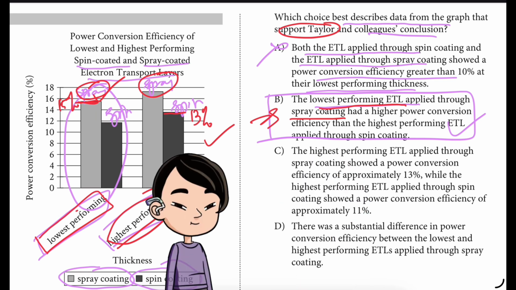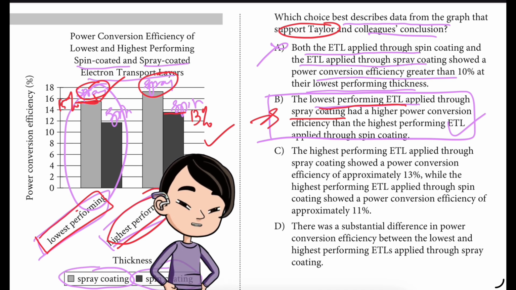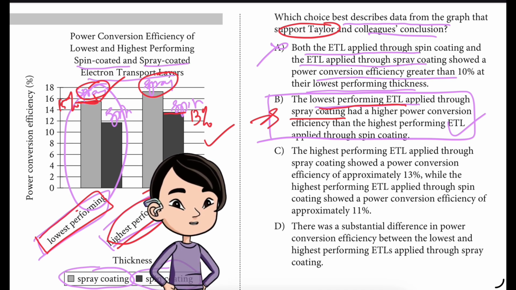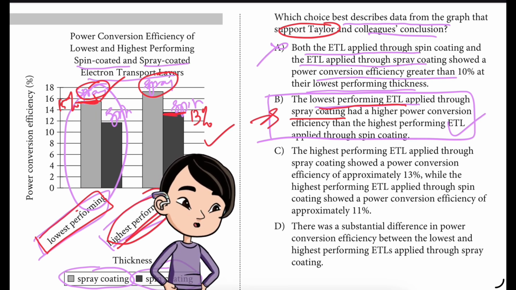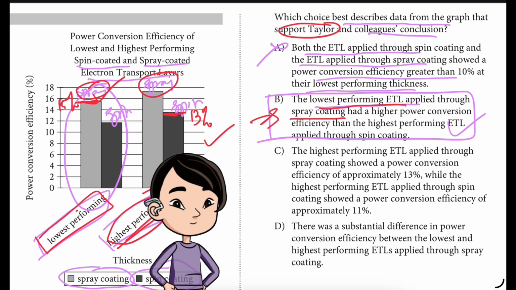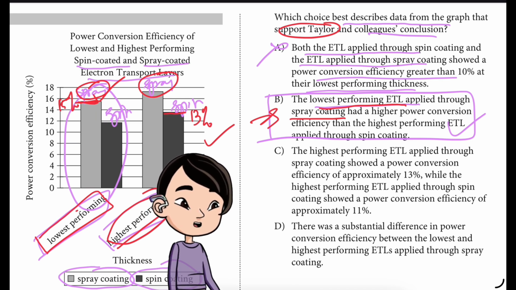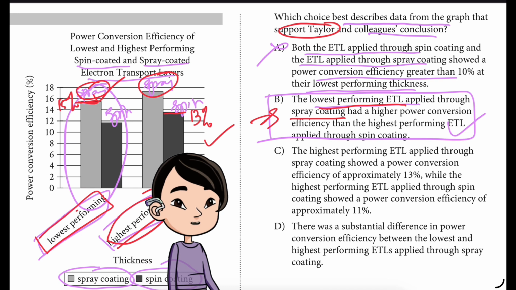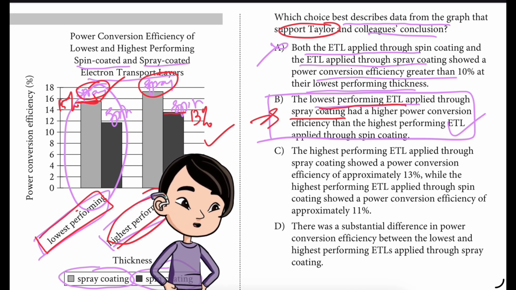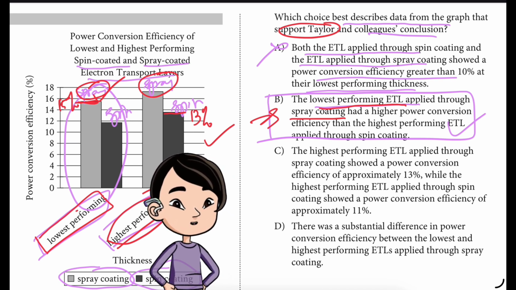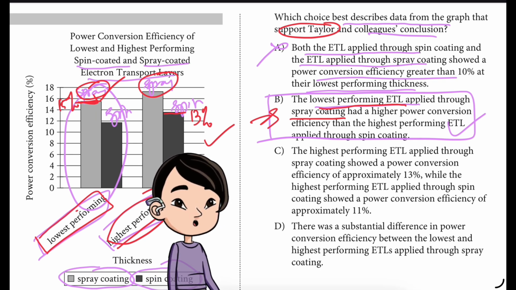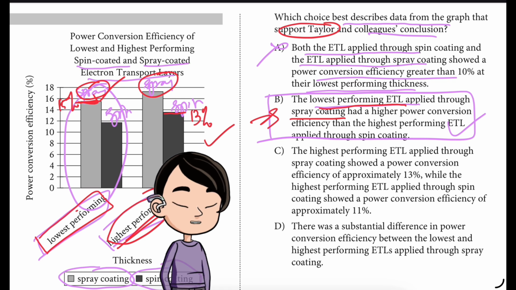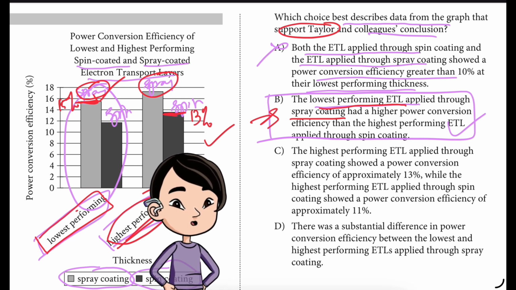Choice C is incorrect. This claim does address the greater power conversion efficiency of the highest performing ETL applied through spray coating compared with the highest performing ETL applied through spin coating. However, it also incorrectly cites the value for the efficiency of the highest performing ETL applied through spray coating as approximately 13%, instead of a value between 14 and 16%, and the value for the efficiency of the highest performing ETL applied through spin coating as approximately 11%, instead of a value between 12 and 14%, as shown in the graph.